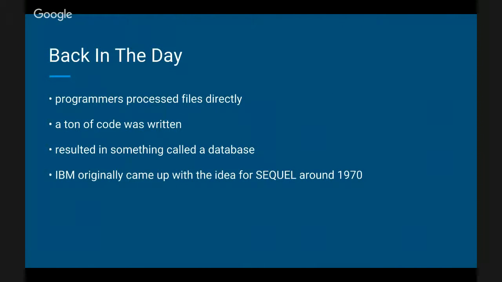Back in the day, programmers processed files directly into the computer rather than having a database do it for them. That means that there was a ton of code written that's really time consuming, and time is money in the business world. This resulted in something called a database. As time went on, they became more efficient. IBM originally came up with the idea for SEQUEL around 1970.